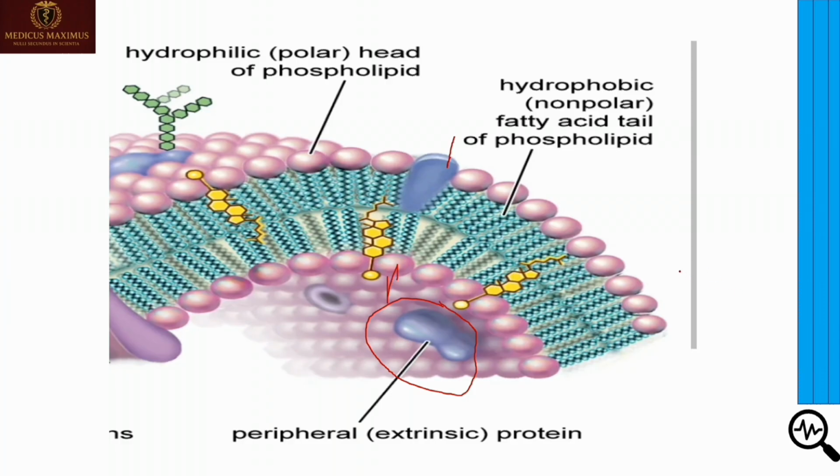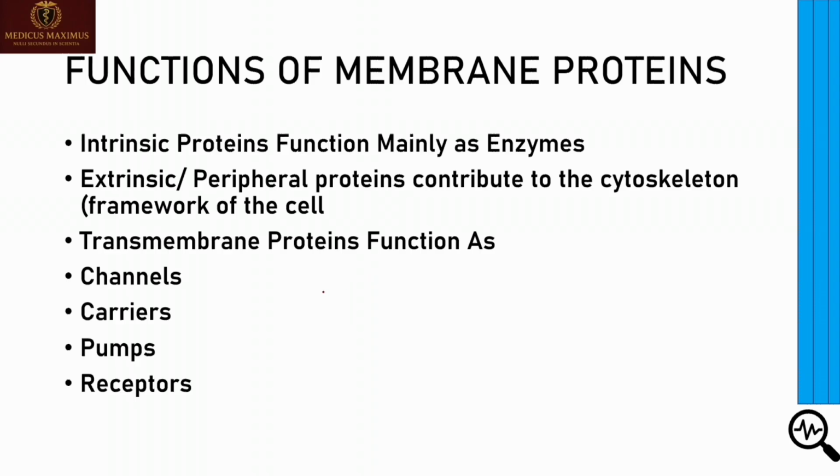Let's look at some functions of membrane proteins. Intrinsic proteins often serve as enzymes for catalyzing reactions. Peripheral proteins form part of the cytoskeleton, maintaining the cell's shape and providing structural support. For instance, the sodium-potassium pump is a transmembrane protein that maintains ion balance.